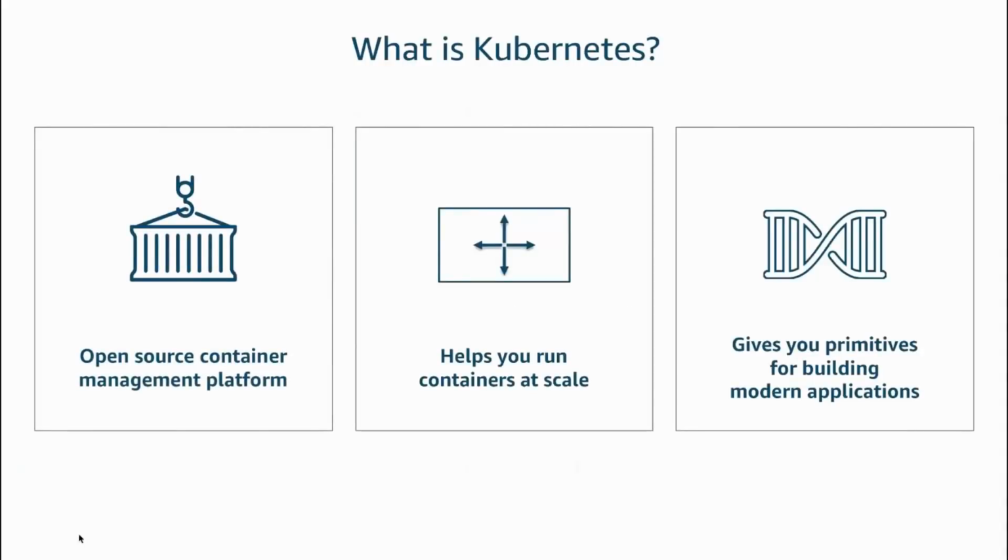First, what is Kubernetes? Kubernetes has been around for a few years now, almost 4 years of being generally available, and it has absolutely taken the world by storm for running containers, especially over the last 2 years. It's also gained rapid traction amongst AWS customers. So if we strip away the hype, at its core, Kubernetes is an open source container management platform. It helps you run containers at scale and gives you building blocks and primitives for building modern applications.